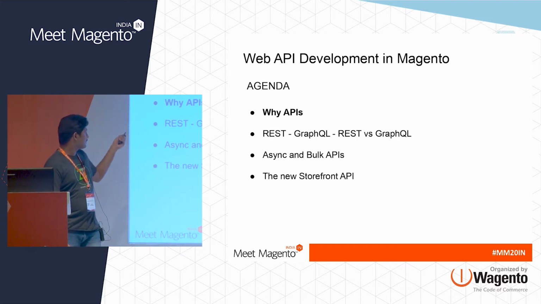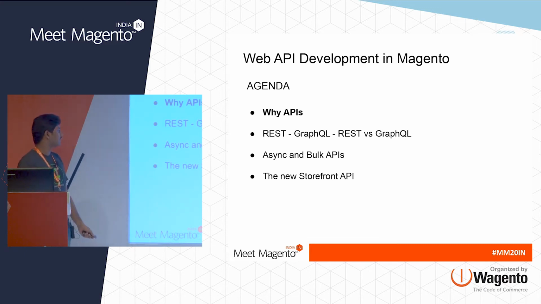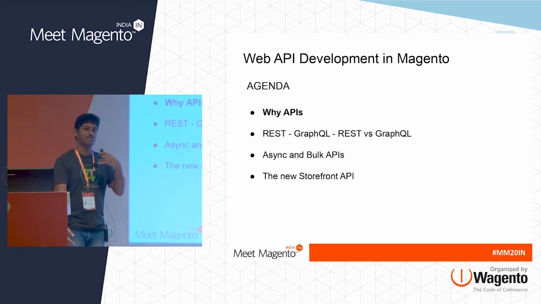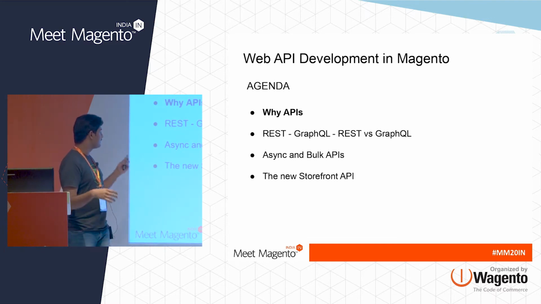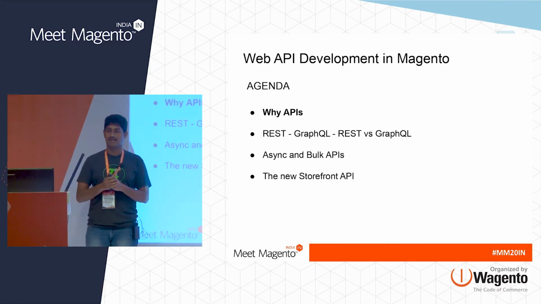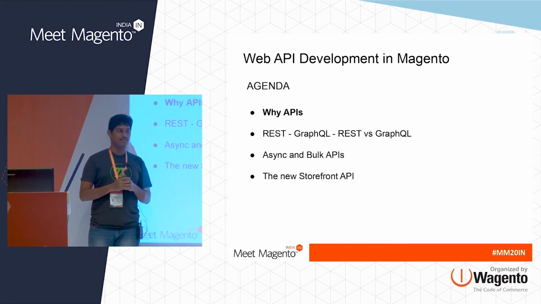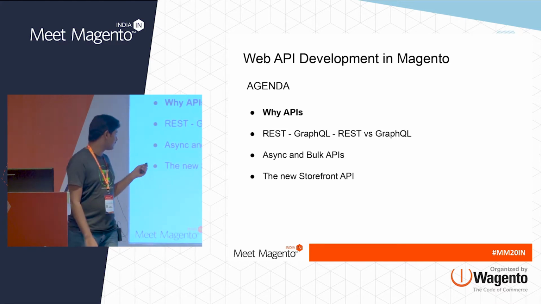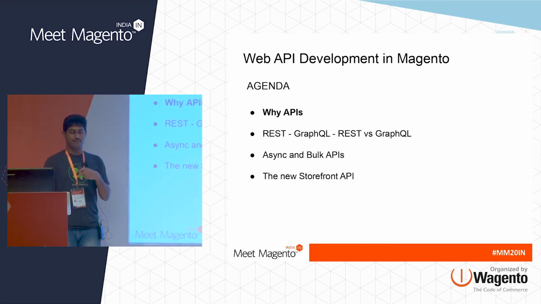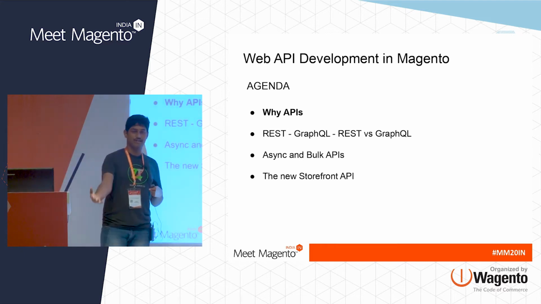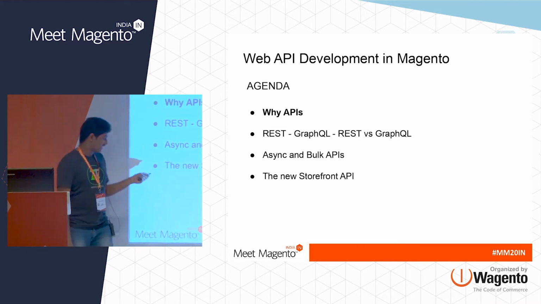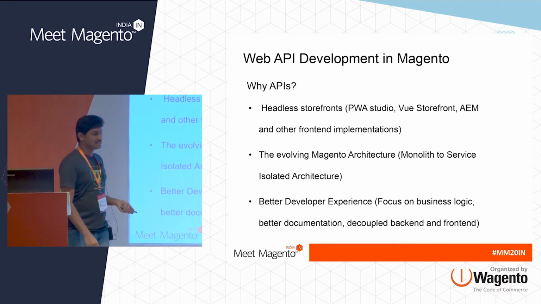So this is our agenda today. We will see about APIs, then REST and GraphQL and when to use REST and when to use GraphQL, and then async and bulk APIs. How many of you know about async APIs here? Very few people, so you will be very interested in this. And then there is a new thing coming up in Magento 2.4 called the Storefront API. How many of you know about Storefront API?